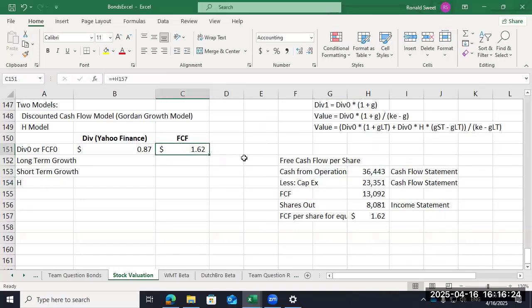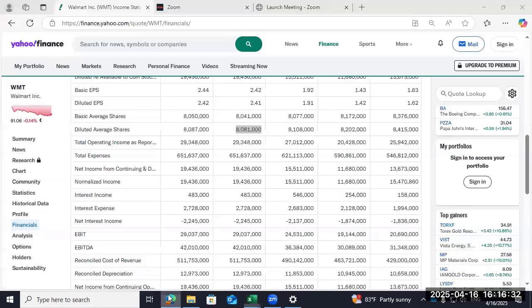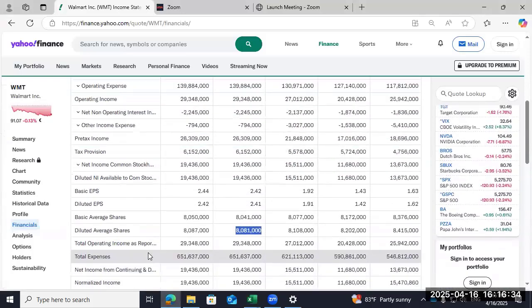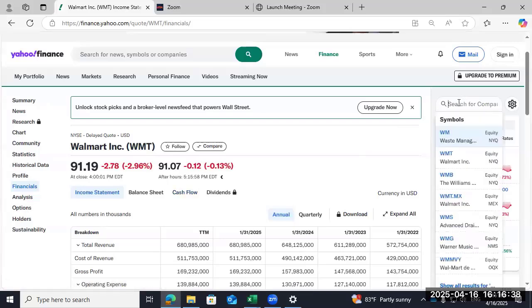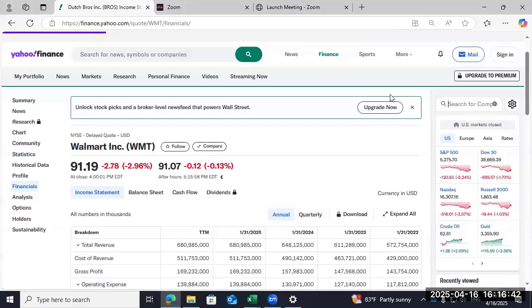Now, if you went to Bloomberg, it might be $1.57 or $1.72. It's going to be in the ballpark, but it could be off. One other thing I'll warn you about here is volatility. So go to the cash flow statement. Let's do Dutch Brothers. So this might kick Dutch Brothers out. Let's see.